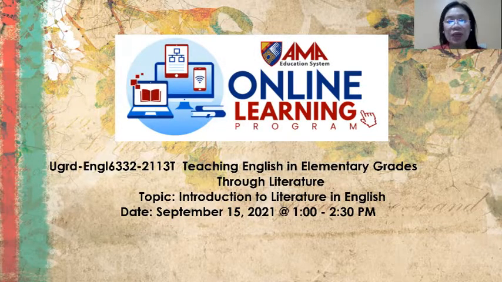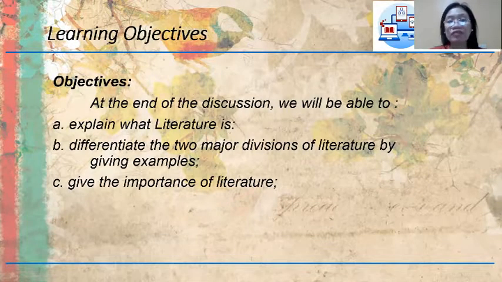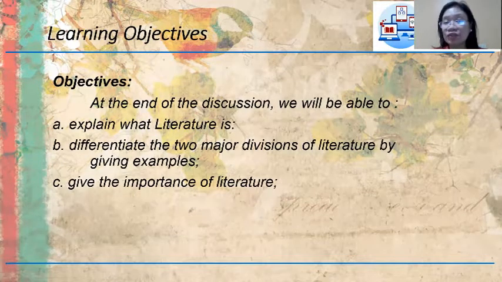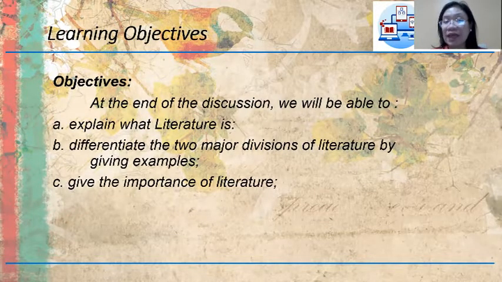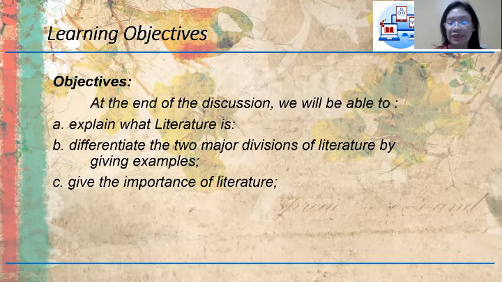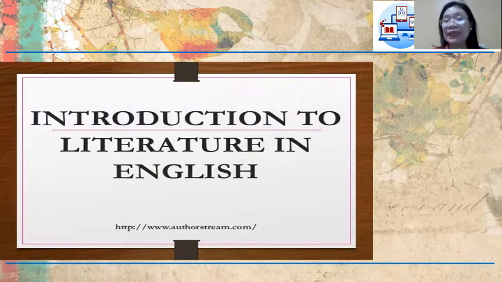Okay, so our topic for this afternoon, for week 1, we have introduction to literature in English. For our learning objectives, at the end of the discussion, we will be able to explain what literature is, and then differentiate the two major divisions of literature by giving examples, and then give the importance of literature. Okay, so these are our learning objectives. Let us now begin.